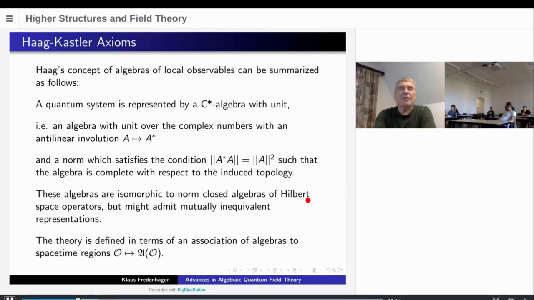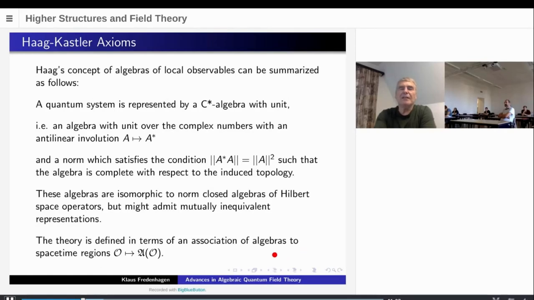Now these are mathematically very nice objects. From the point of view of physics, it's important that they are isomorphic to norm-closed algebras of Hilbert space operators. So at first one could say, well, it's the same as doing quantum physics on a Hilbert space. But there is one big difference, namely a C-star algebra typically admits mutually inequivalent representations. It can be isomorphically represented on a Hilbert space, but it has different representations which have quite different properties, and this is also relevant for physics.